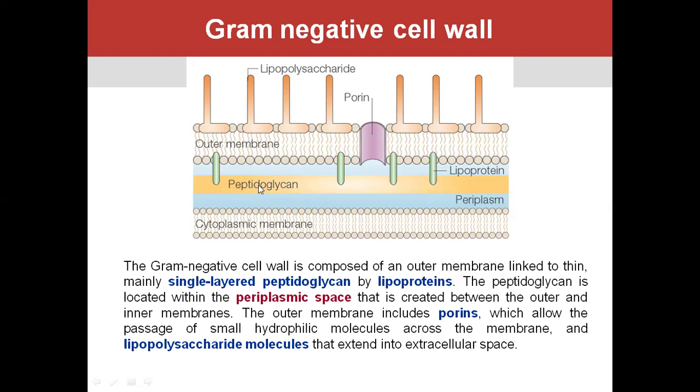This space is called the periplasmic space. The peptidoglycan is present in the periplasmic space, and the outer membrane includes porins. These porins allow the passage of small hydrophilic molecules across the membrane, and the lipopolysaccharides extend to the extracellular space.